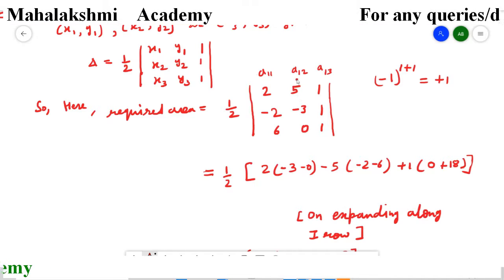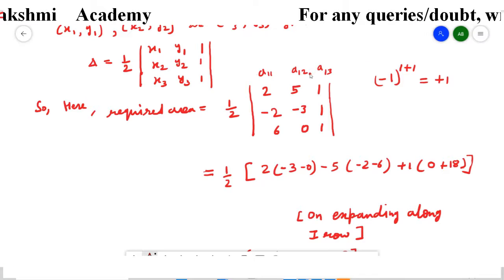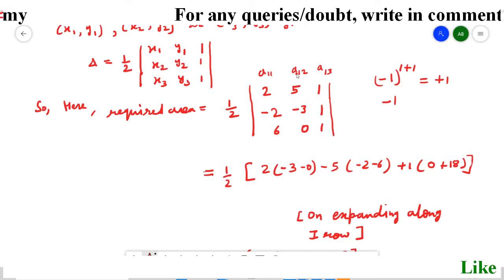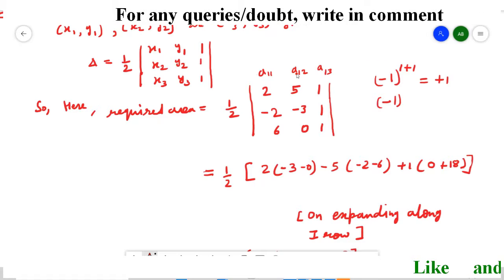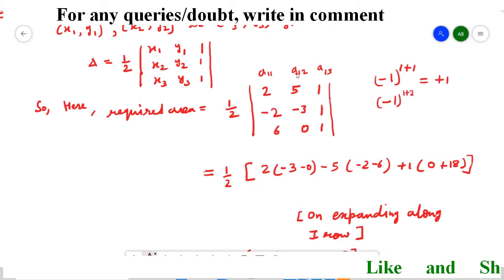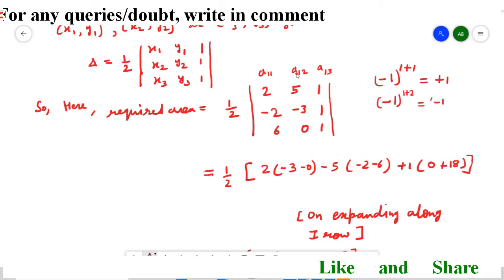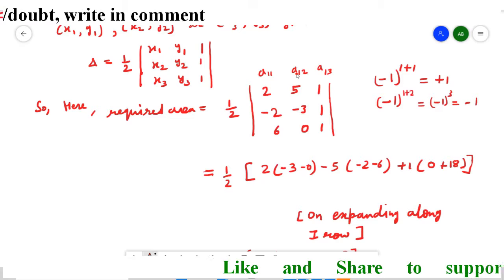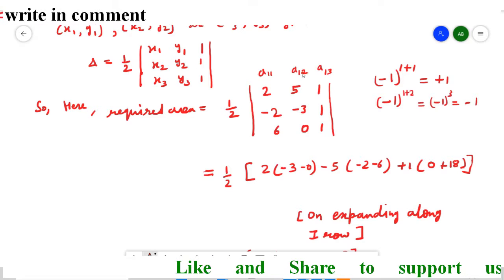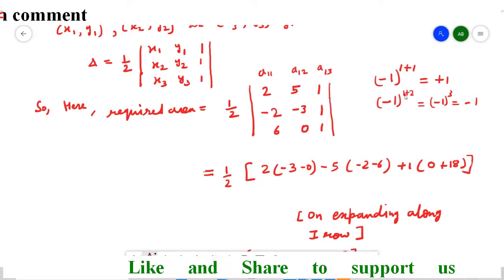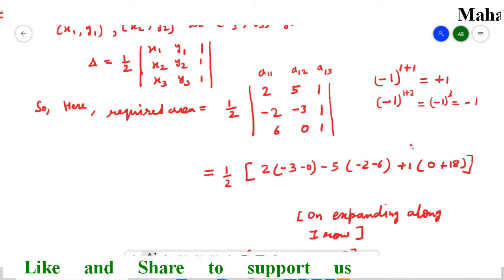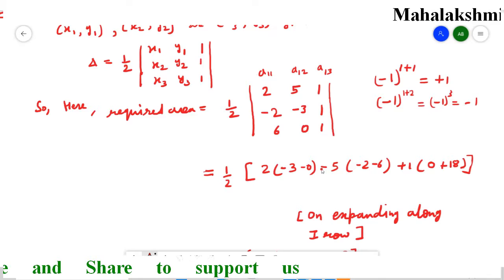Now for 5, its place values are 1 2. For the sign, whether it becomes positive or negative, first you have to check it like this. It's going to be minus 1 to the power 3, so it's going to be negative. So 5's place is 1 2, that is minus 1 to the power 1 plus 2, that is 3. It's an odd number, so the answer is going to be negative. That's why 5 becomes negative here.